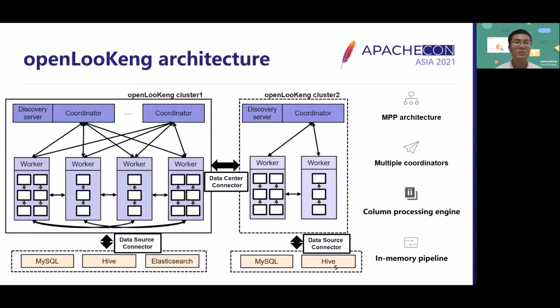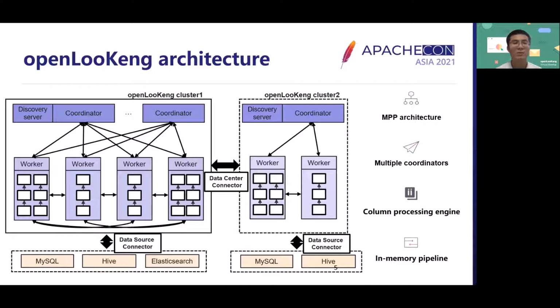So here comes the OpenLooKeng architecture. OpenLooKeng is a typical MPP-like architecture that consists of coordinator nodes and worker nodes. Users will send their commands, such as SQL queries, to the coordinator, and the coordinator will do the parsing, analysis, and query execution plan generation.